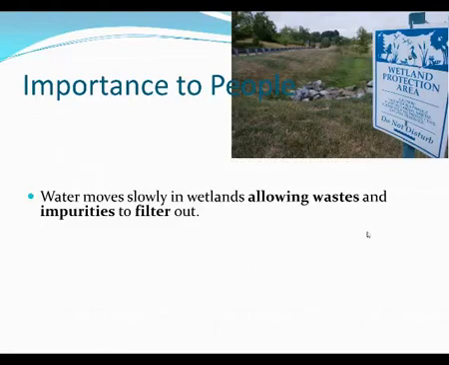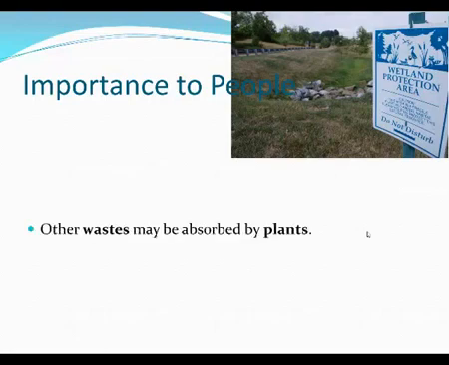Water moves slowly in wetlands, allowing wastes and impurities to filter out. So wetlands serve as an area to hold water, but also they serve as an area to filter out impurities that are found within the water. And those wastes can eventually be absorbed by the plants within the wetland environment.